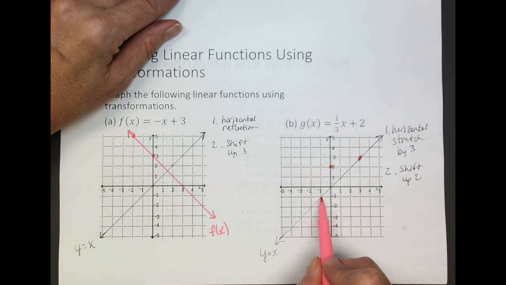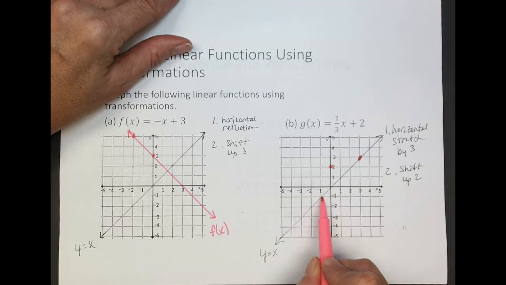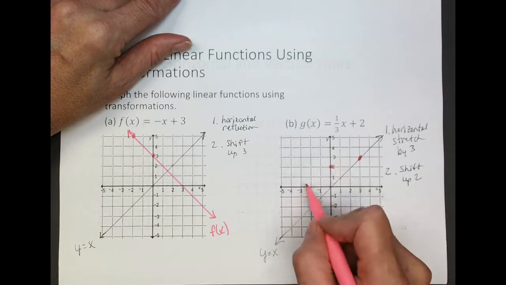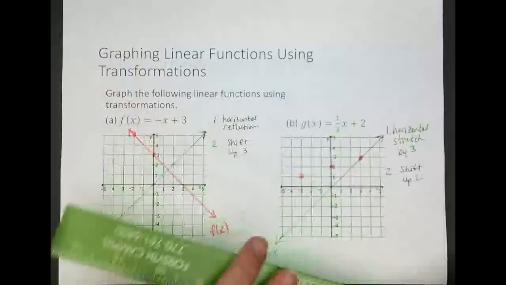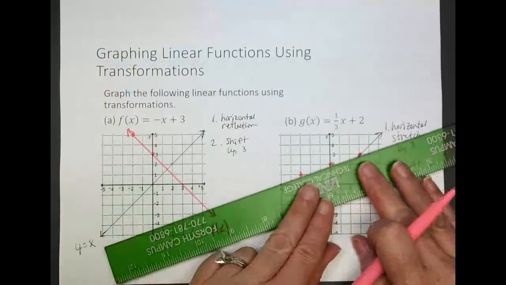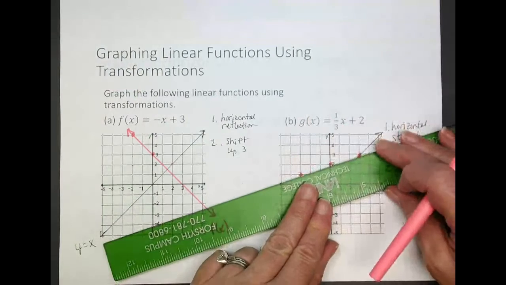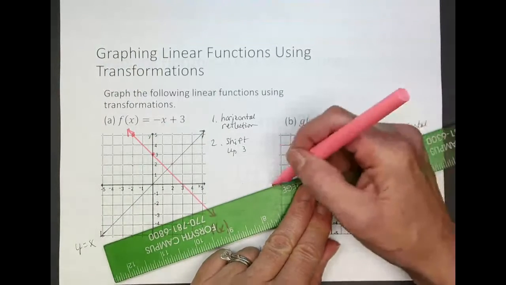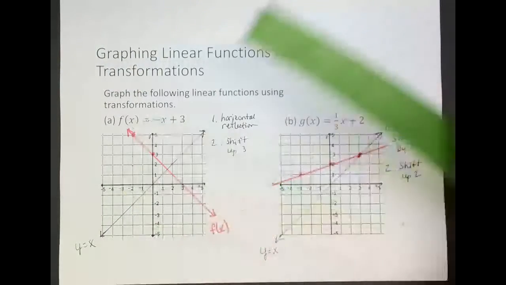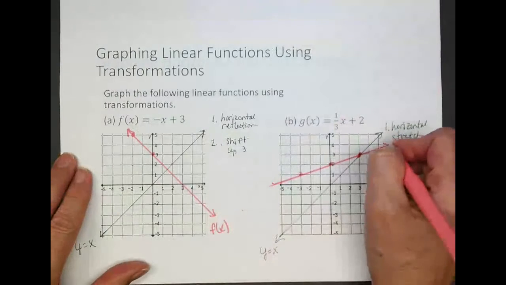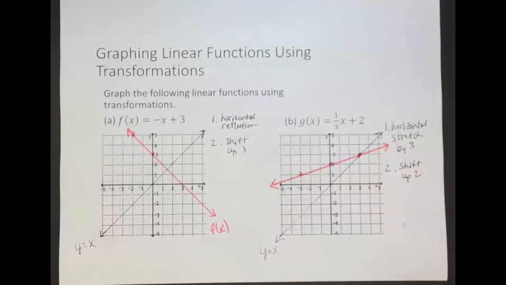Right? Should we do another point? How about when x is -1. Multiply -1 by 3, and we get -3. That's over here. Then shift it up 2, and go there, right? So there's the graph. There's the graph of the line 1/3 x plus 2 using transformations.